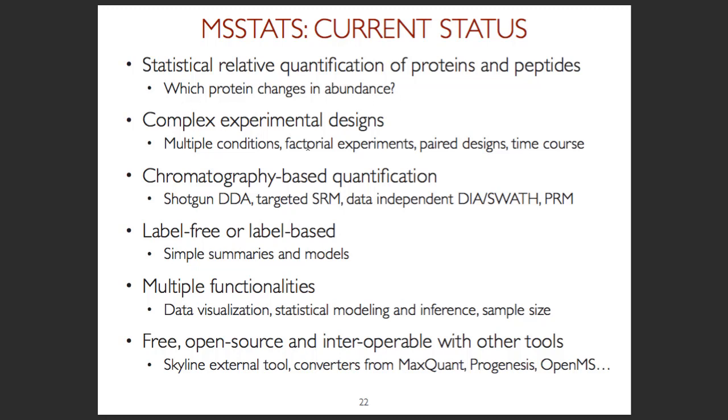What is important for us right now is that we really focus on a general framework to analyze complex experimental designs. So not only saying, okay, I have healthy and disease, but I have experiments such as the previous one, which has many conditions, and how we can reflect the statistical properties of designs with these fairly complex experiments. So DDA, SRM, DIA, and PRM is the main focus.